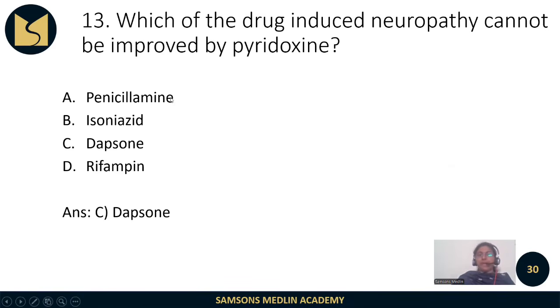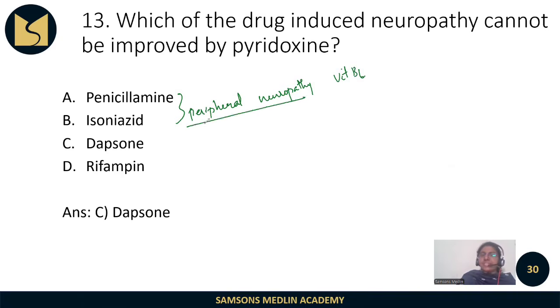But the common factor with penicillamine and isoniazid is that the type of neuropathy is peripheral neuropathy. So pyridoxine is effective only in the case of peripheral neuropathy. In the case of dapsone, it can cause peripheral neuropathy, but more commonly what you see is motor neuropathy. So mainly motor functions, the muscle movements, are affected. In that case, supplementing with vitamin B6 is not effective.